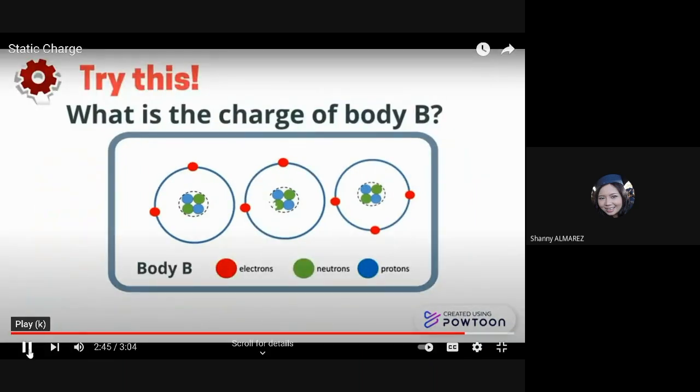Okay, let's try this. Okay, so let's check whether you got the concept. Sige po, can you try this one? How much would be the charge of body B? If you will refer to the illustration.